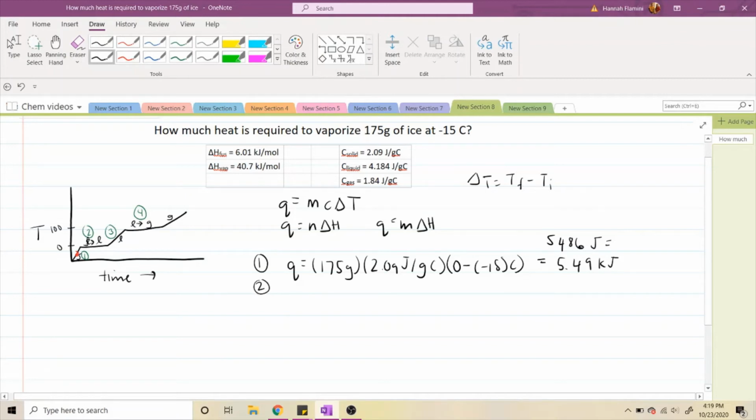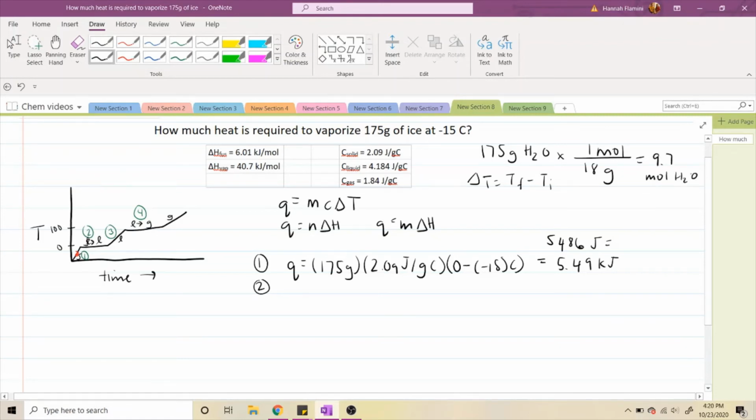Now we're on our second calculation, which is the solid to liquid phase transition. For our horizontal lines, we use the second equation, and I remember that because it's a horizontal line, so there's no change in temperature, and these equations don't have a delta T in them. Our delta H values are given in kilojoules per mole, so I'm going to convert the 175 grams of water given to us to moles. 175 grams divided by the molar mass, which is 18 grams per 1 mole, equals 9.7 moles of water.